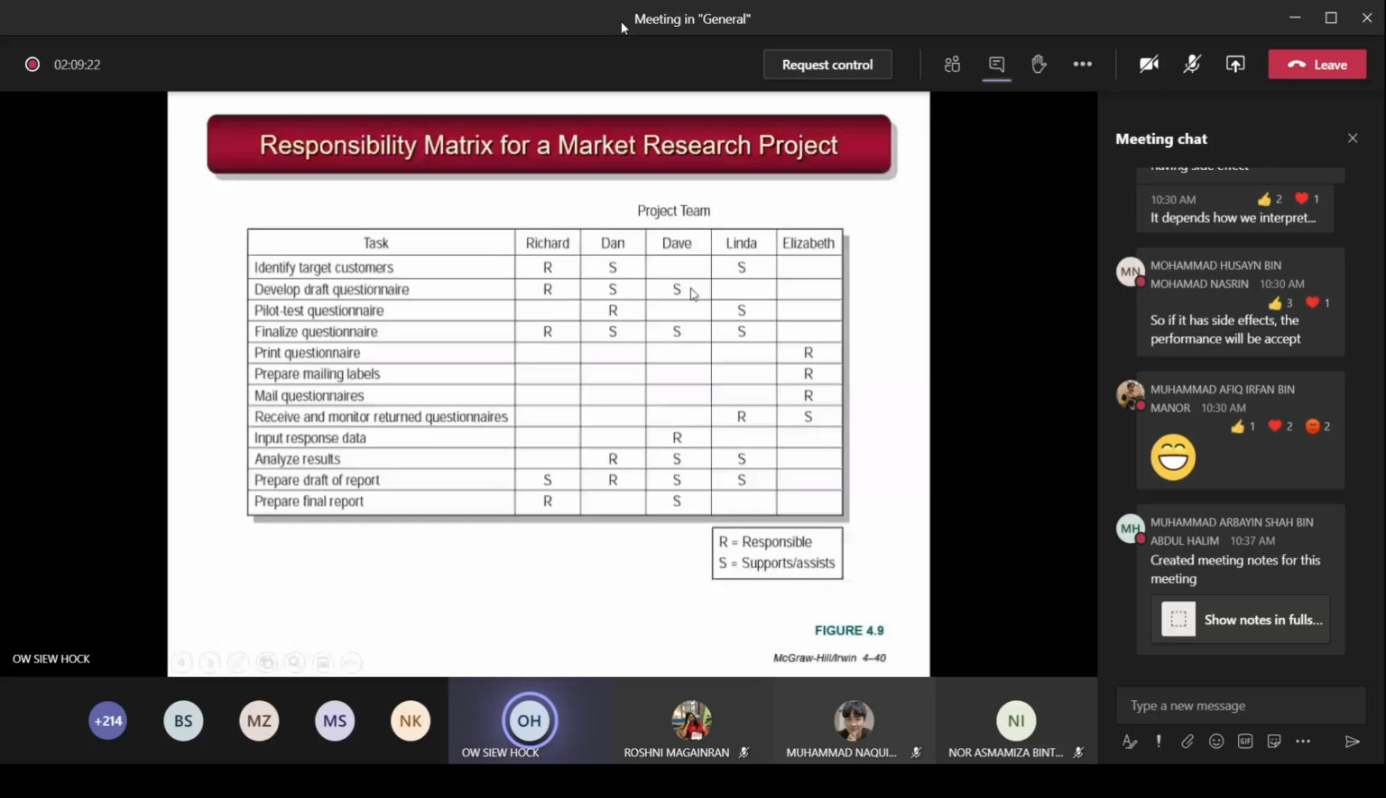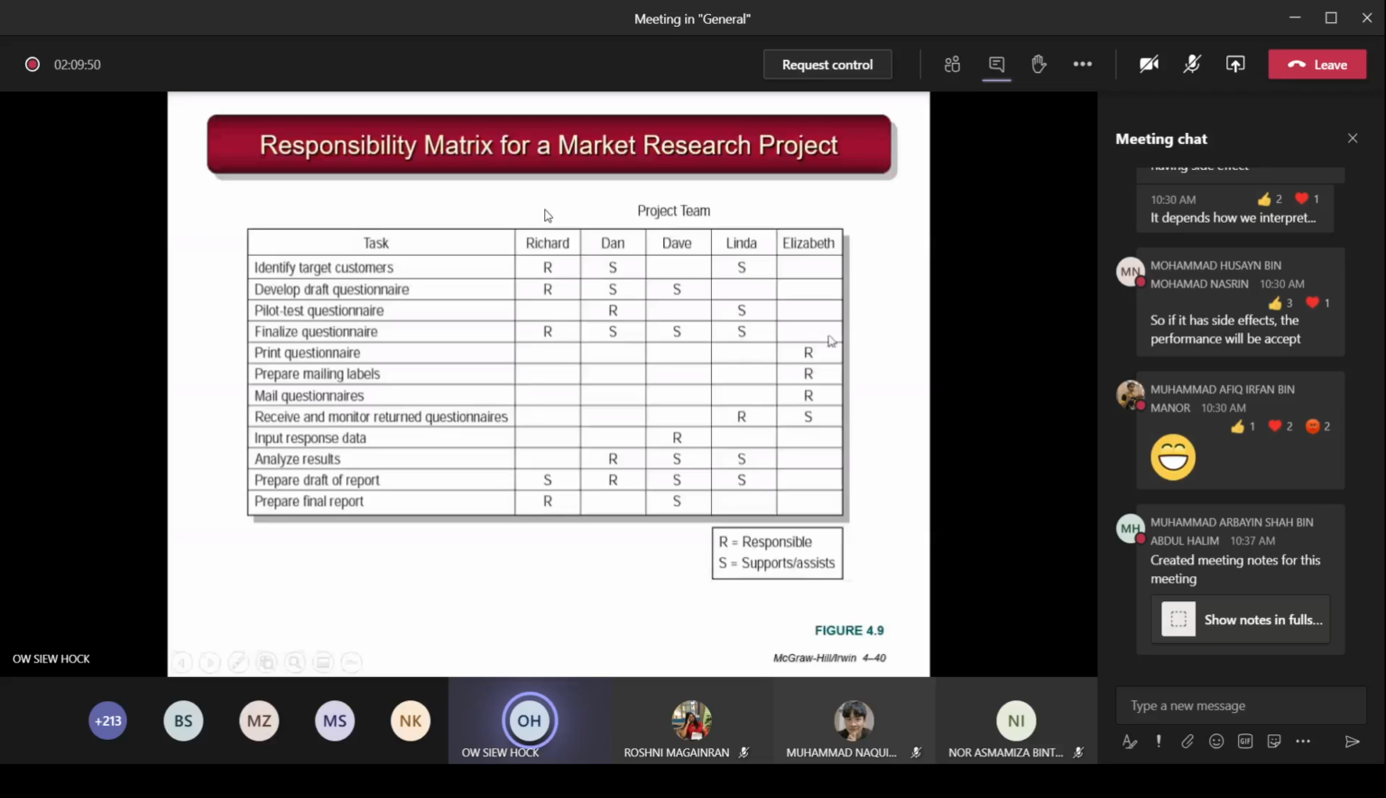So when you assign a task, you cannot assign two R's. If you assign two R's, then the first R will point to the second R, saying, hey, this one not completed. Oh, because it's the second R's problem, not my problem. So there's no one responsible. You understand? So when you assign any task, you only allow one R, but you can have more than one S. Right? This is another thing I want to check when you prepare this responsibility matrix. So this is your section 3.2, I think.